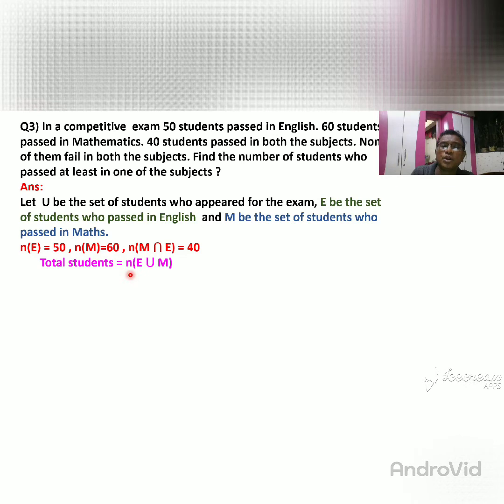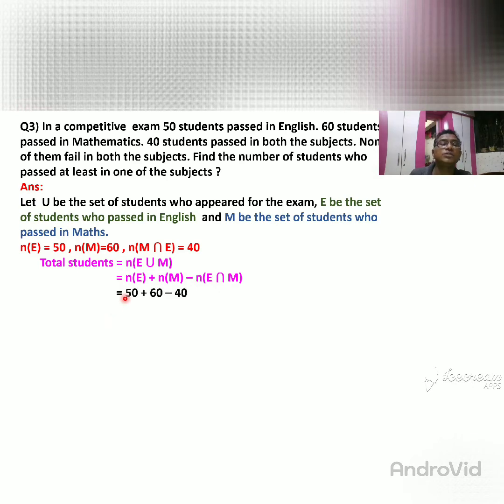So I want to find out the number of E union M. I write here the formula: number of E union M is equal to number of E plus number of M minus number of E intersect M. E union M means the student has passed at least one subject, whether they passed English or they passed math. Union means plus, so number of E plus number of M minus number of E intersect M. E intersect M means they passed both subjects, English and mathematics.